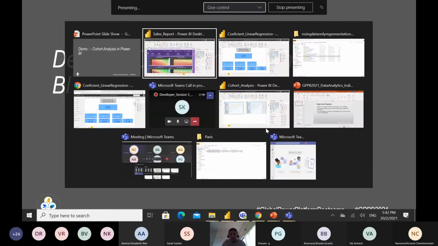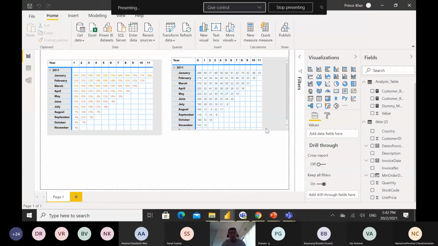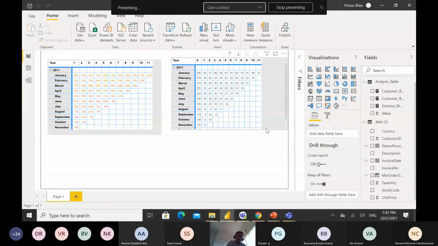Okay, let me see the code analysis. So again, we're going to use generate series here. I love that part of Power BI, that we can use it to do a lot of things. So it's a simple data set.